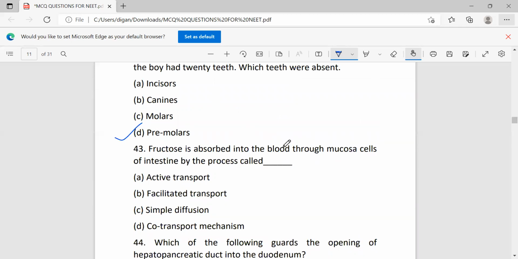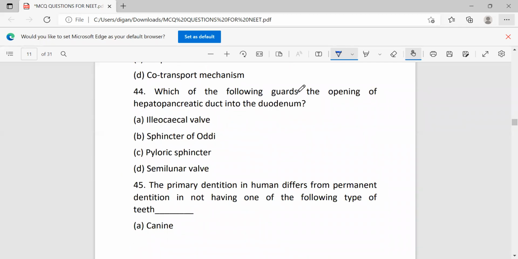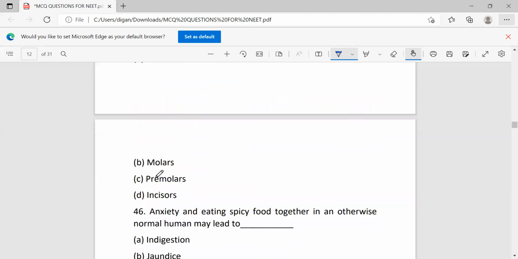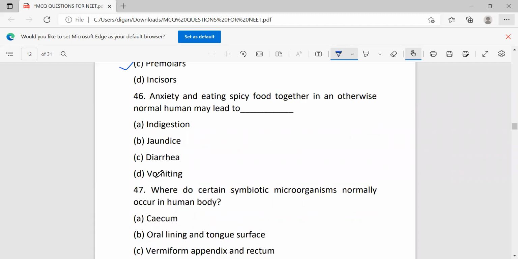Fructose is absorbed into the blood through the mucosal cells of the intestine by the process of, for 43, correct option is facilitated transport. 44, which of the following guards the opening of the hepatopancreatic duct into the duodenum? And for 44, correct option is B, sphincter of Oddi. 45, the primary dentition in humans differs from permanent dentition by not having one of the following types of teeth. Already I have discussed, that is premolars.